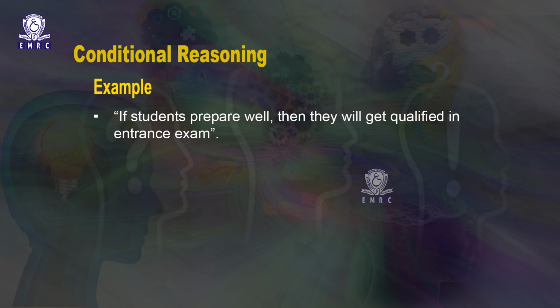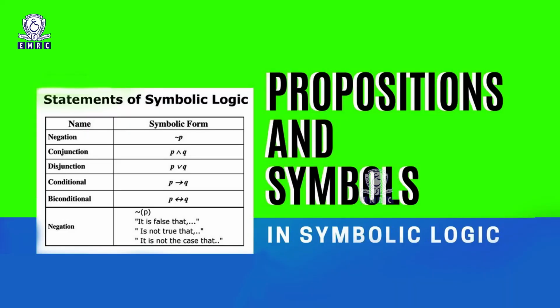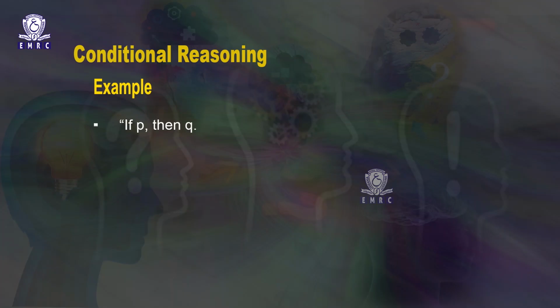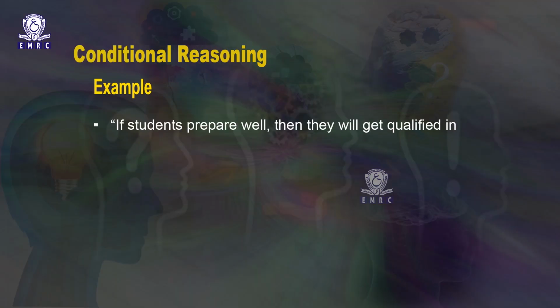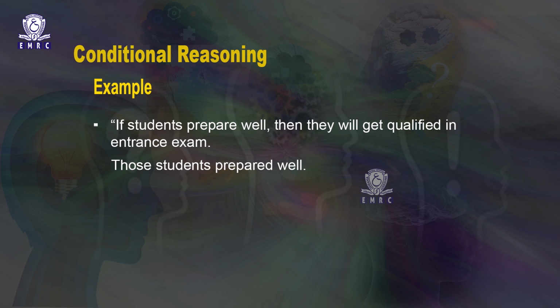This is an if-then proposition. So, if you have established a conditional proposition, then you may draw a well reasoned conclusion. The usual set of conditional propositions from which you can draw a well reasoned conclusion is: if P, then Q; P; therefore, there will be Q. So, let us extend the same example. If students prepared well, then they will get qualified in the entrance exam. Then the following statement is those students prepared well.